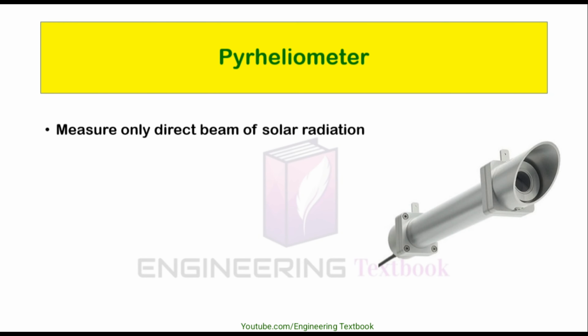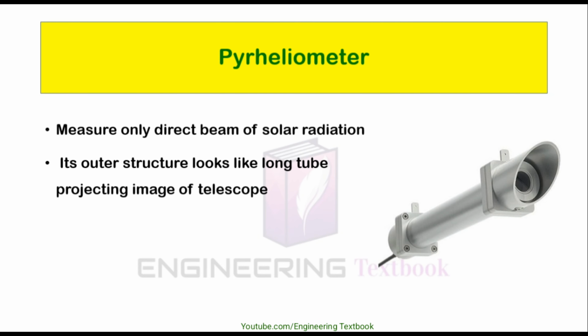And our last instrument, pyranometer, is used to measure both the radiations, that is direct as well as diffuse. But the pyrheliometer only measures direct beam radiation. This instrument is used with a tracking mechanism to follow the sun continuously. These instruments are specially used for weather monitoring and climatological research purposes.